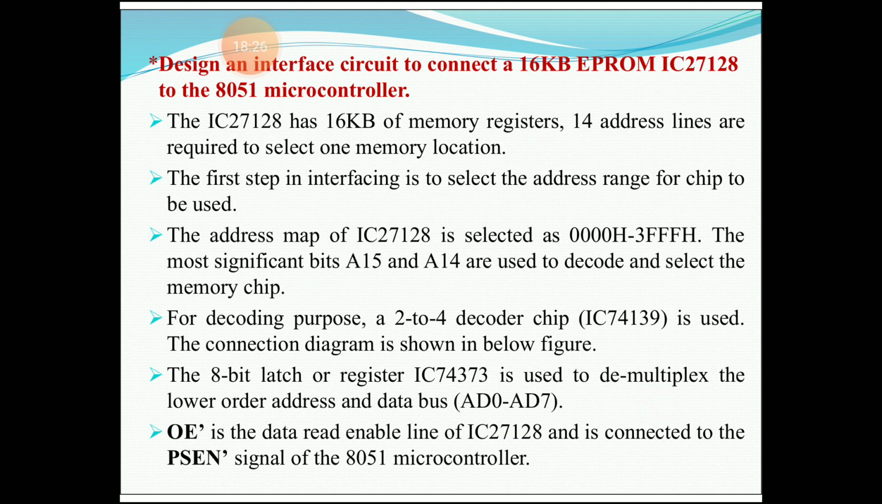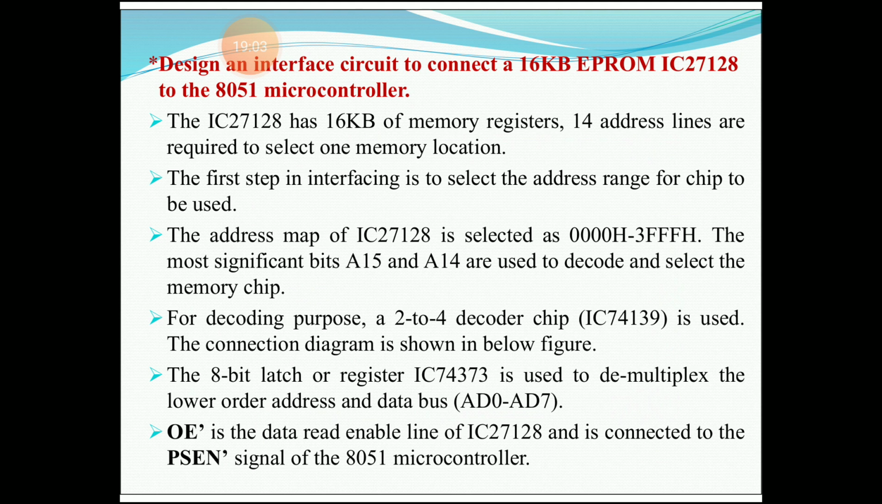Now let us consider one example. Design an interface circuit to connect a 16 KB EPROM, that is the IC 27128 chip, to the microcontroller 8051. The IC 27128 has 16 KB of memory, that is it has 16 KB memory locations. So 14 address lines are required to select one memory location of the 16 KB.